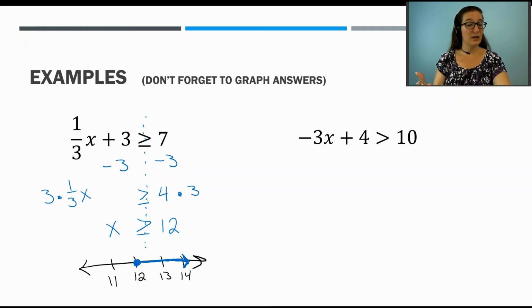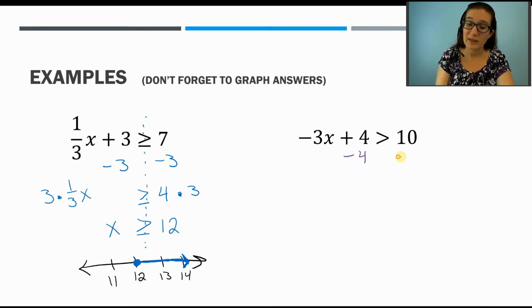Just like our equations, we will add or subtract first. So since I see plus 4, my opposite, my inverse operation I'm going to use will be negative 4. So subtract 4 and subtract 4 on both sides of the symbol, just to keep the statement the same. So then I'll resolve that. I have negative 3x is greater than 6.